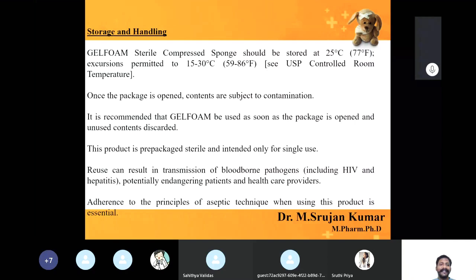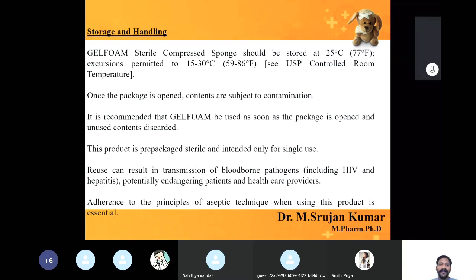Very important. Storage and handling. Gel foam sterile compressed sponge should be stored at 25 degrees centigrade, 77 Fahrenheit. Excursions permitted to 15 to 30 degrees centigrade, 59 to 86 degrees Fahrenheit. Okay, so these are the temperature conditions given. It has to be stored at 25, but in case of any temperature fluctuations from here and there, the range given is 15 to 30 degrees.